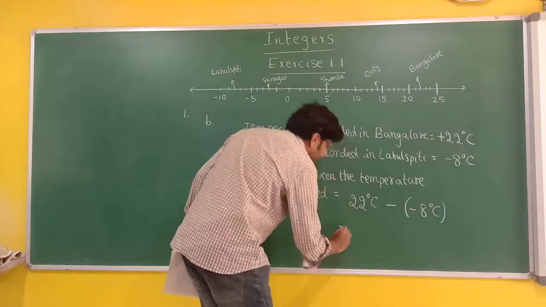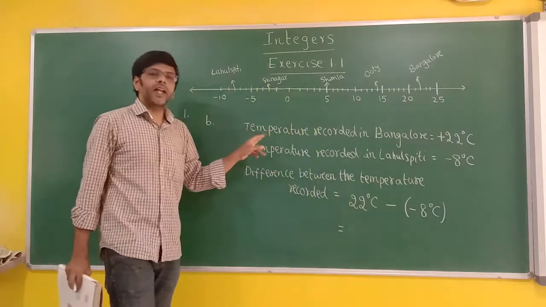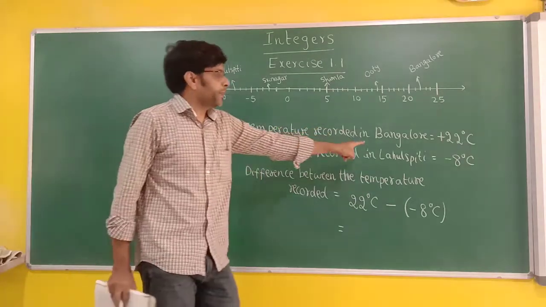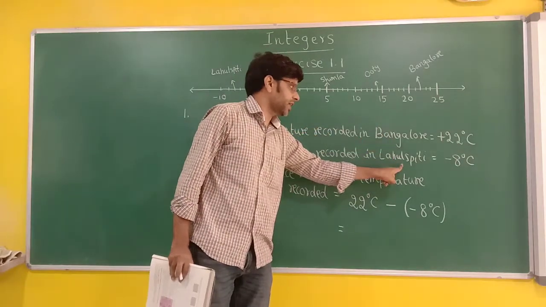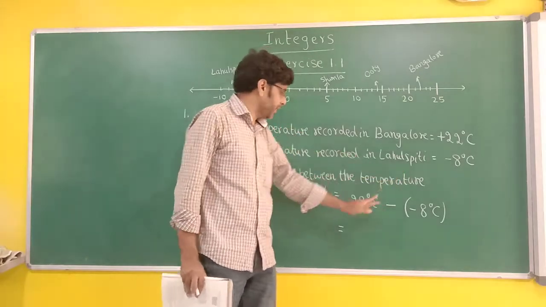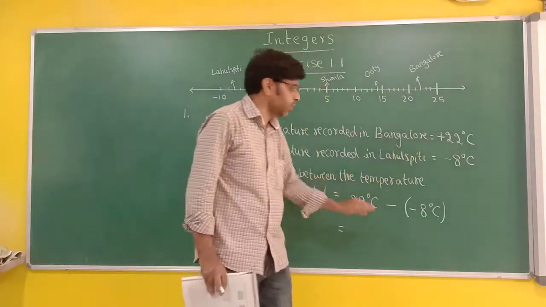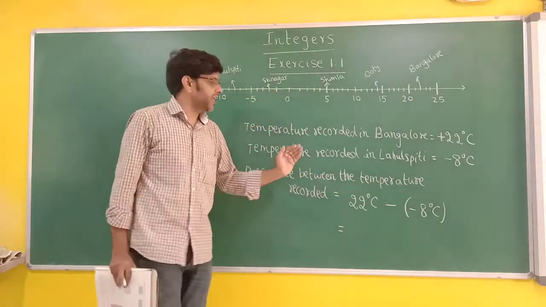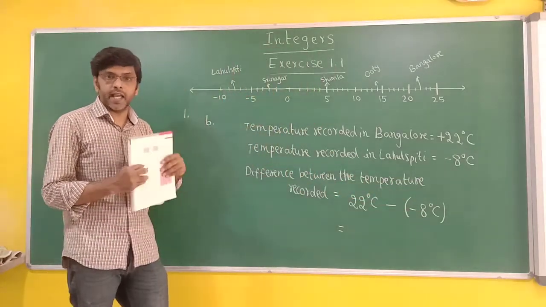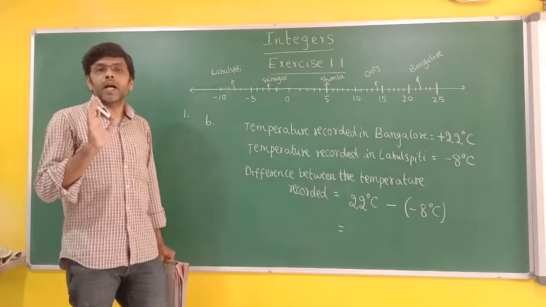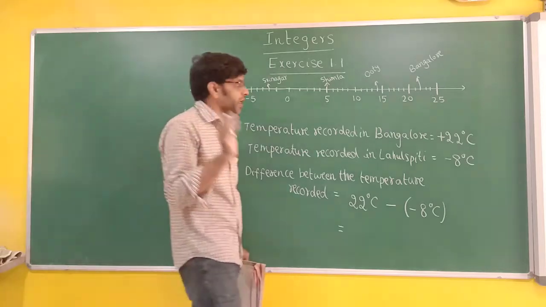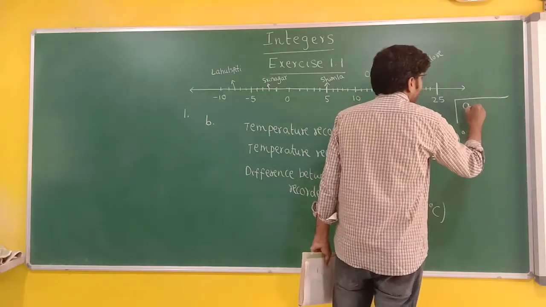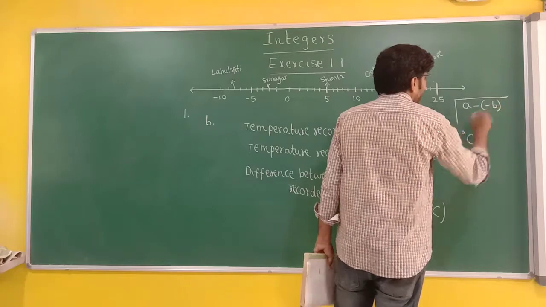Observe this step very carefully. We should find the difference between the two places. Difference between temperature recorded in Bangalore and the temperature recorded in Lahore Spiti. So, the temperature recorded in Bangalore is plus 22. Temperature recorded in Lahore Spiti is minus 8. We have to find the difference between them. Now, yesterday when we are discussing about addition and subtraction of integers, I told you an important formula. See here, I am writing here A minus of minus B.